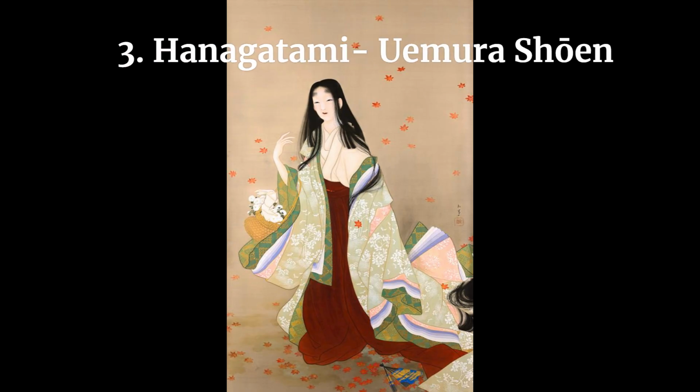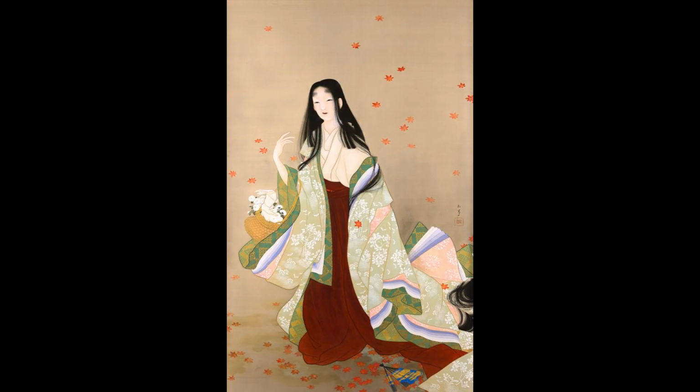3. Hanagatami, Uemura Shōen. Hanagatami is a 1915 work by Uemura Shōen, one of the most prominent modern Japanese female artists. It depicts Teruhi no Mae, a character from the Noh, or traditional Japanese play Hanagatami. After the prince she once loved ascends to the throne and abandons her, Teruhi no Mae loses her sanity. She wanders into the capital, expressing her memories of love and loss through dance.